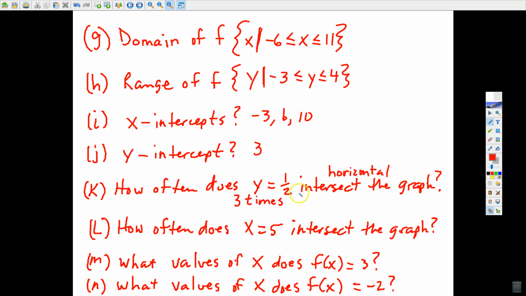Now let's take a look at the line x equals 5. That's a vertical line crossing the x-axis at 5, and it should be pretty obvious that that's only going to intersect the graph 1 time.